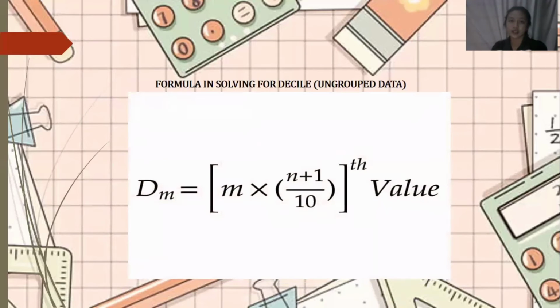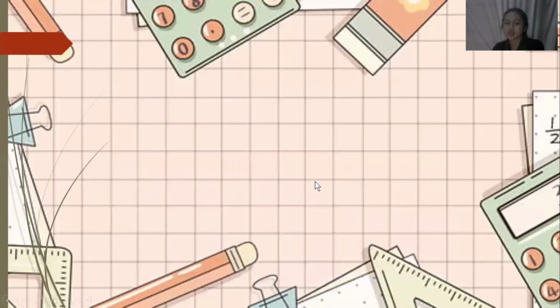Here is the formula in getting the decile for ungrouped data. D subset m is equal to m multiplied by n plus 1, over 10. Yung m, ito po yung hinahanap nating decile, no? Tapos yung n, again, it is the total number of the given items. Let's try.